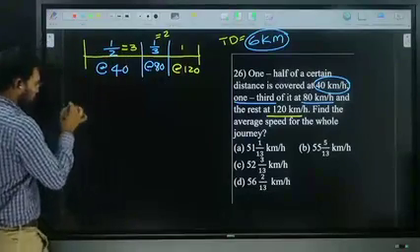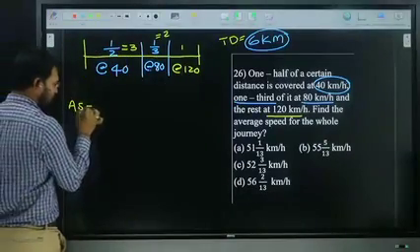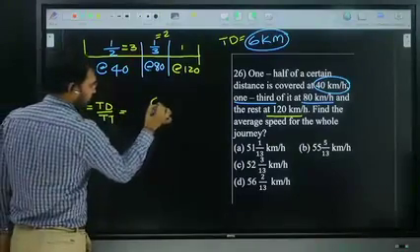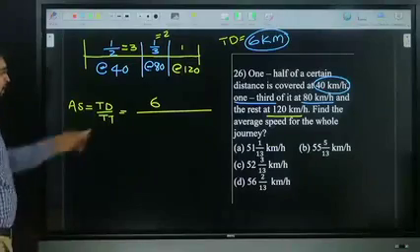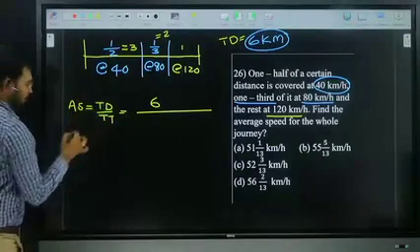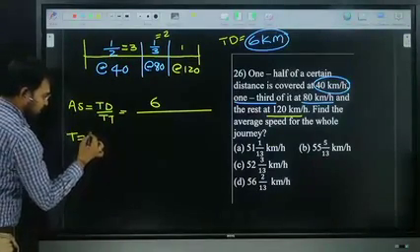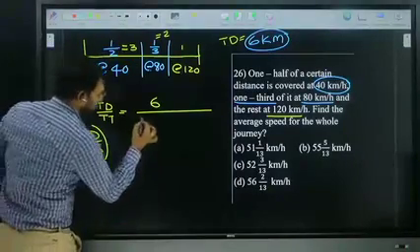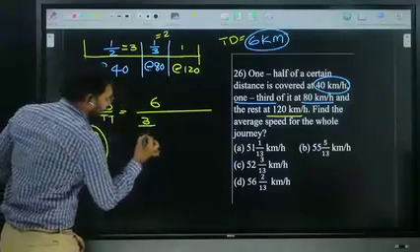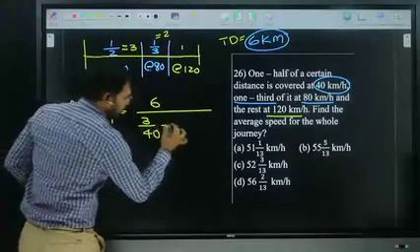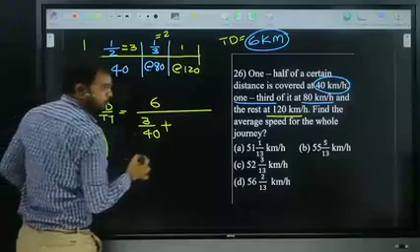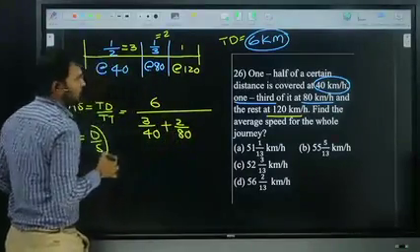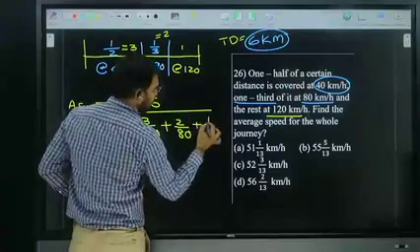Now I need what? Average speed. Generally average speed is nothing but total distance by total time. So here total distance is 6, that is fixed. Now I need time, but I don't know time. Time is distance by speed. First part distance is 3, at the rate of 40, plus. Second part distance is 2, at the rate of 80. Next, 1 at the rate of 120.